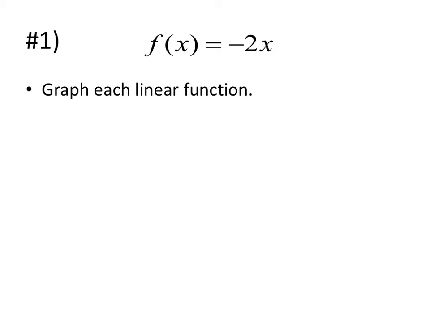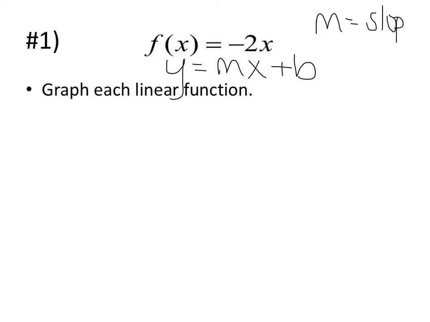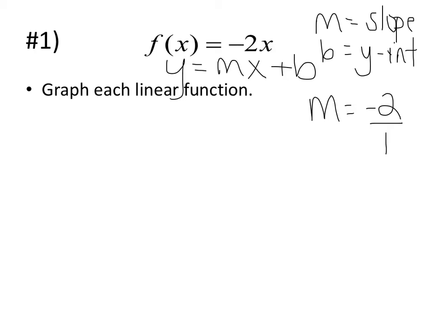Remember, we are graphing functions, which means we are in slope-intercept form. Remember, you have f of x is the same as y equals mx plus b, where m is your slope and b is your y-intercept. So in this case, your slope is -2 over 1. Always make it a fraction. And b, in this case, is 0, 0, because you would just imagine this to be a plus 0.